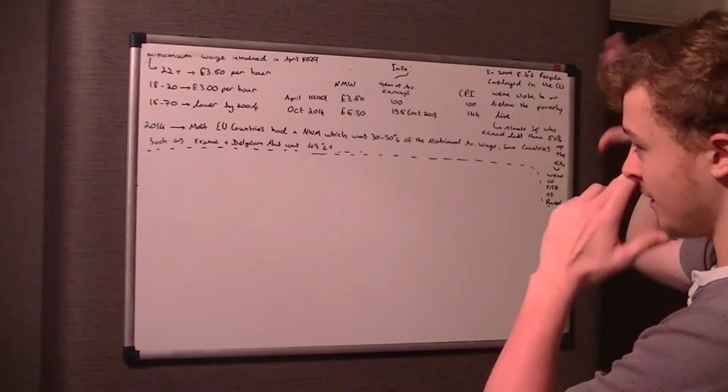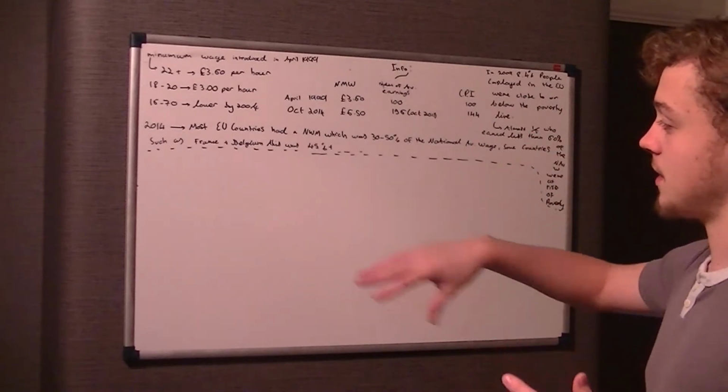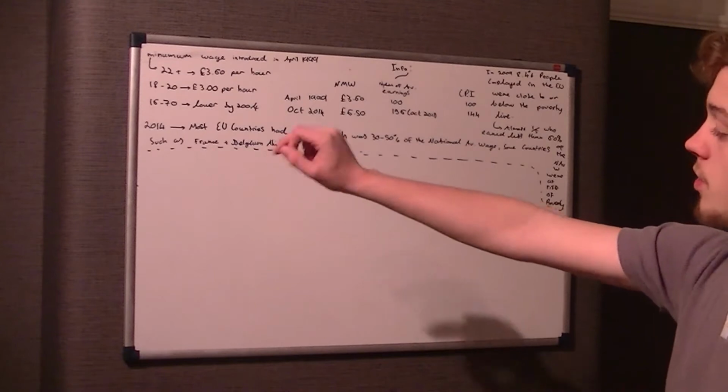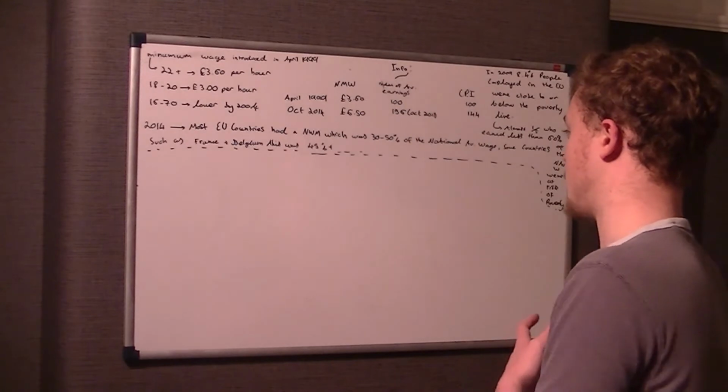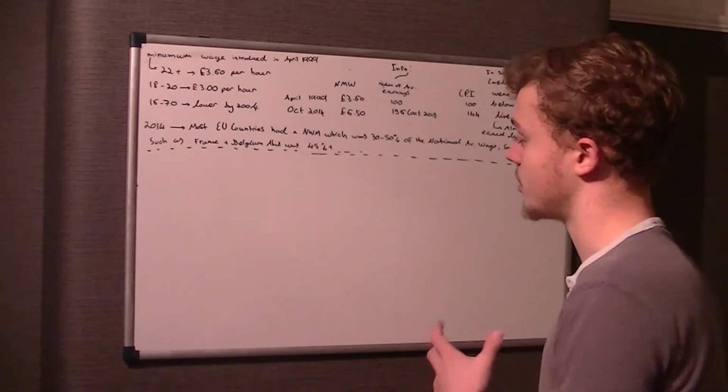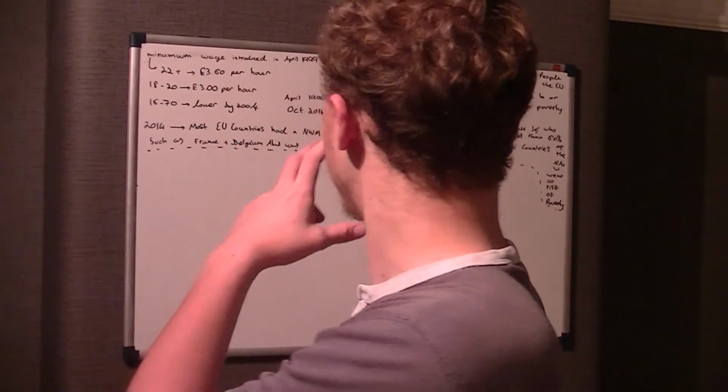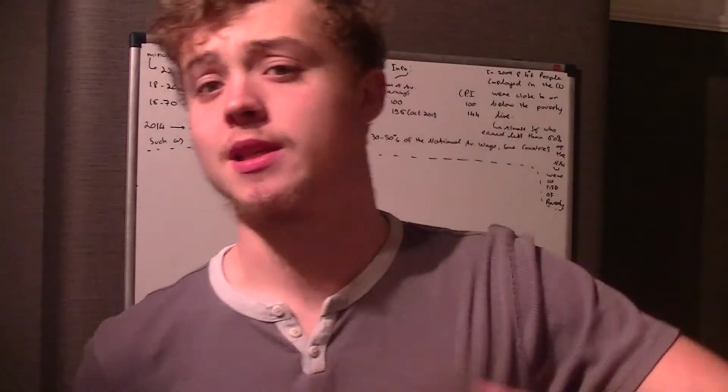The only other key bit you need to understand is this wordy bit I put at the bottom. In 2014, most EU countries had a national minimum wage which was 30 to 50% of their national average wage. The national minimum wage is the wage that no one can be paid below, but the national average wage is just the average wage out of everybody. It's not the minimum wage, that's a different thing. Remember, the national average wage is on total, so it's somewhere halfway between the people who earn the most and the people who earn the least. Ideally that's what we'd want everyone to be earning, but obviously life doesn't work like that.